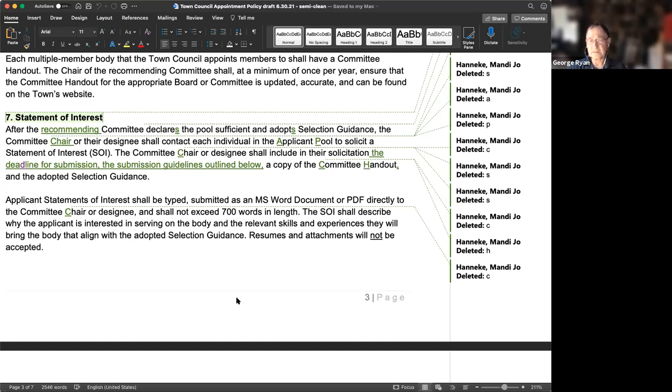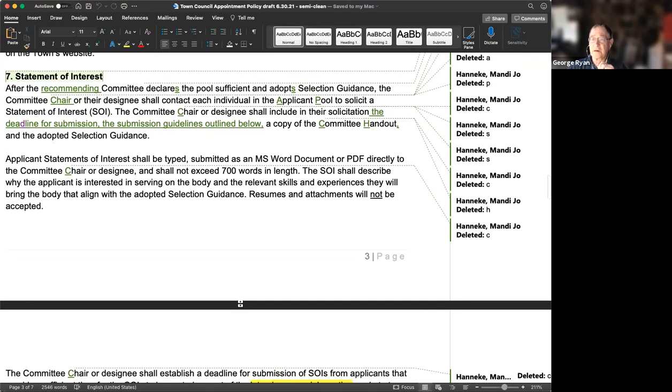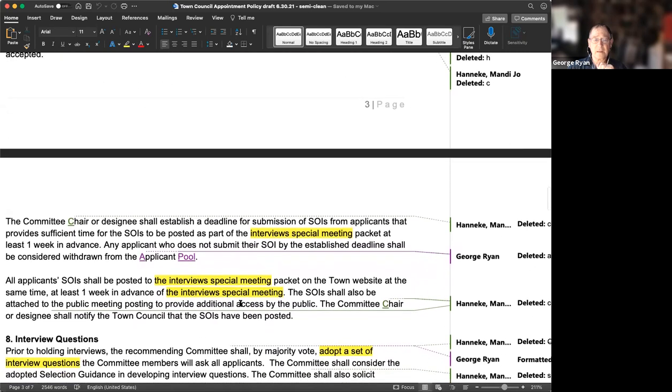The final clause says that. So maybe that's fine. It feels fine to me. Good. I was thinking about putting in explicitly that it should address the selection guidance, but it's already there. So I think it's fine. All right, that was my two cents there. I don't see anyone else's hands raised. I'm going to go to the next paragraph.